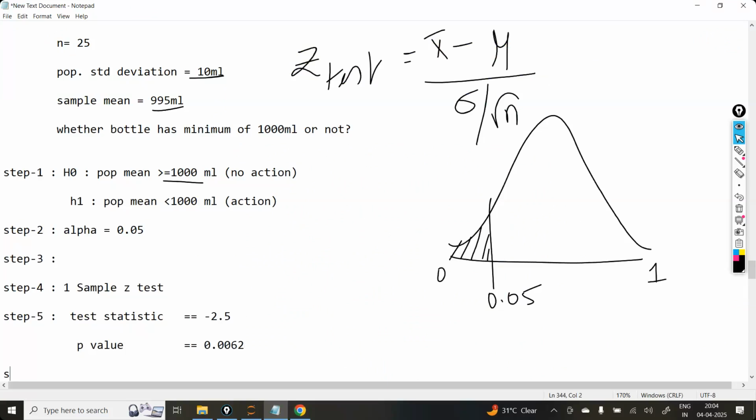Now, what is the answer? Step 6. Finally, accept or reject? Reject the null hypothesis. Since it comes under the rejection area, we are going to reject the null hypothesis. If it comes under the acceptance area, we will accept the null hypothesis. Simple. Is everyone clear now?